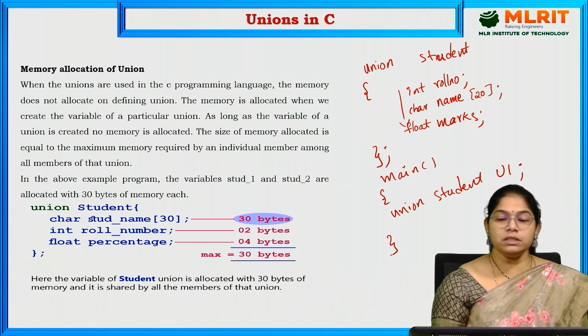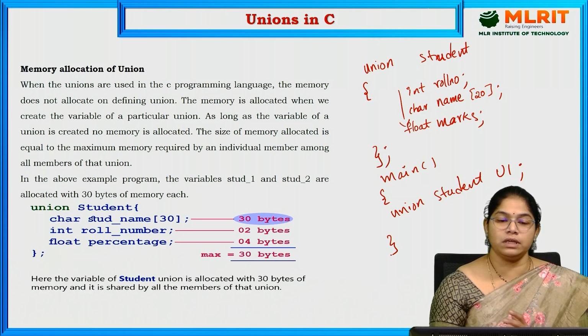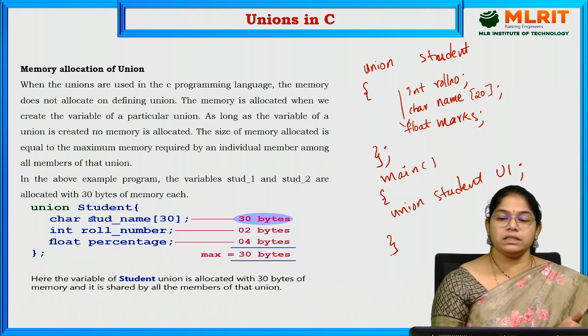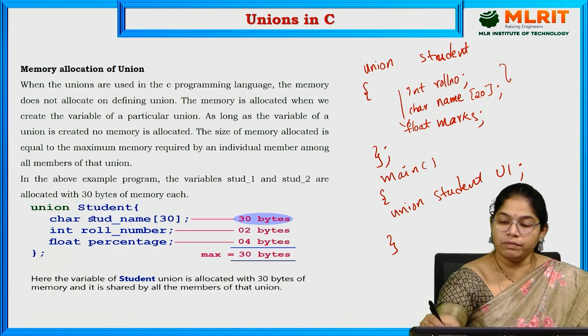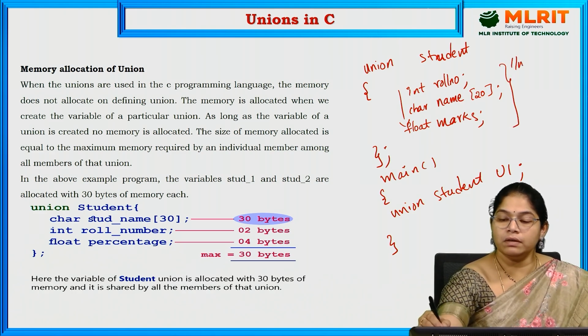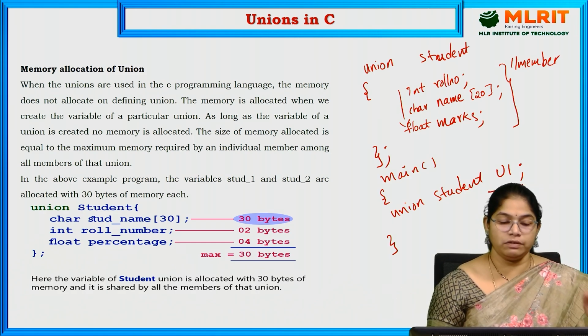Then what is the difference between a structure and a union? It is the same as a structure. Just as in a structure we write members of the structure, in the same way we write members of the union. We create a variable for the union like a structure. Then what is the difference?